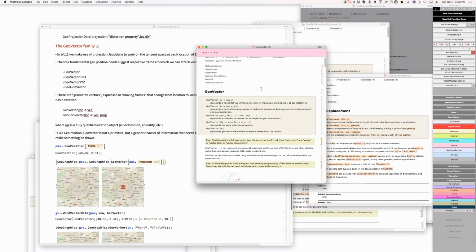So wait a minute. If you want to know for a plane, you're going to give the instantaneous velocity vector of a plane in different places, right? Exactly. And you need to know which frame you are using. For example, typically you expect that it will be given with respect to north. And then if you are given 100 miles per hour and 30 degrees, it's your vector. But if you are given 50 miles per hour north, 60 miles per hour east, then it's a geovector ENU.